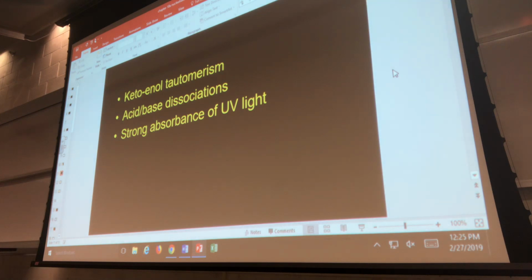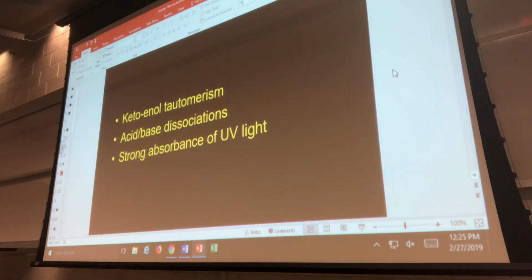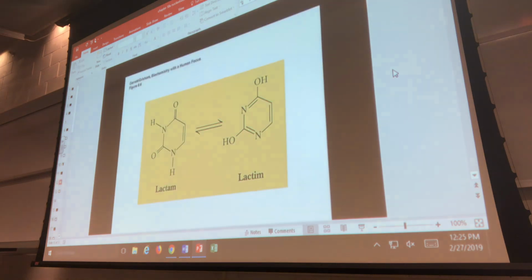We'll move right along. All right, these here are known properties of your nitrogenous bases. We'll go over each one in a second. Keto-enol tautomerization, acid-base dissociation, and strong absorbance of UV light. So let's see what this means. So first, the phrase keto-enol tautomerization. In Orgo 2, you had to learn about what that means. I'll simplify it for you here.